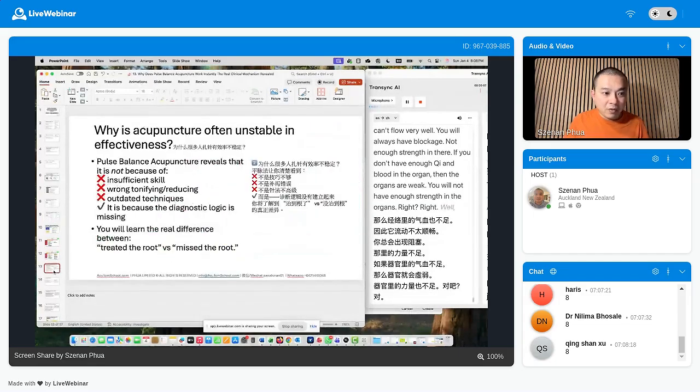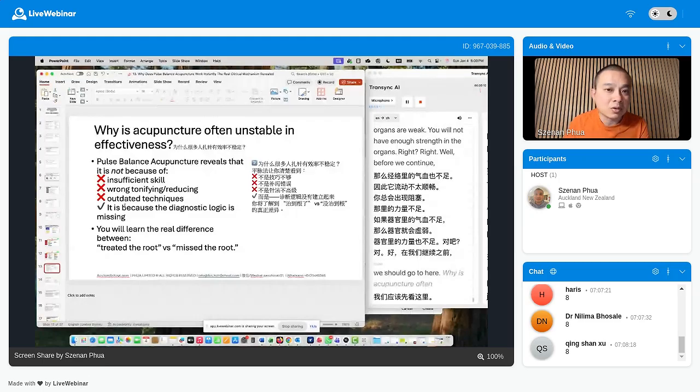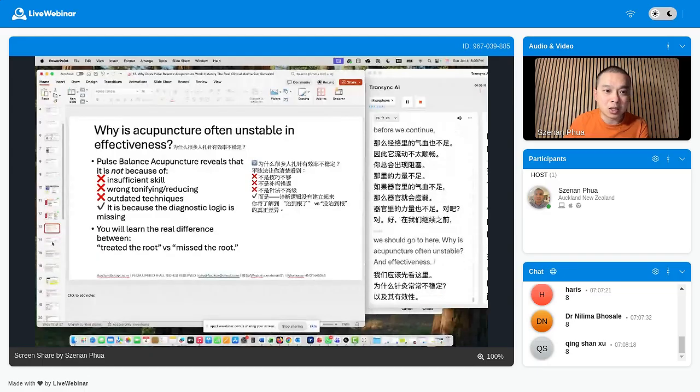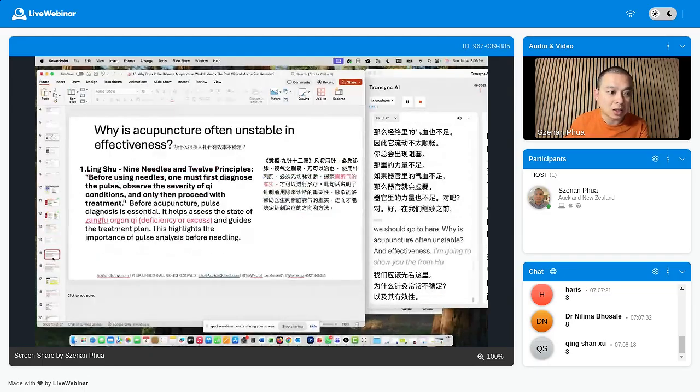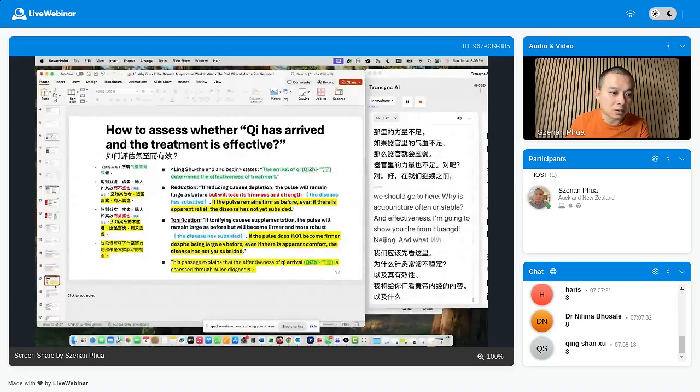Well, before we continue, we should go to here: why is acupuncture often unstable in effectiveness. I'm going to show you from the 黄帝内经 what is stated in the 黄帝内经.